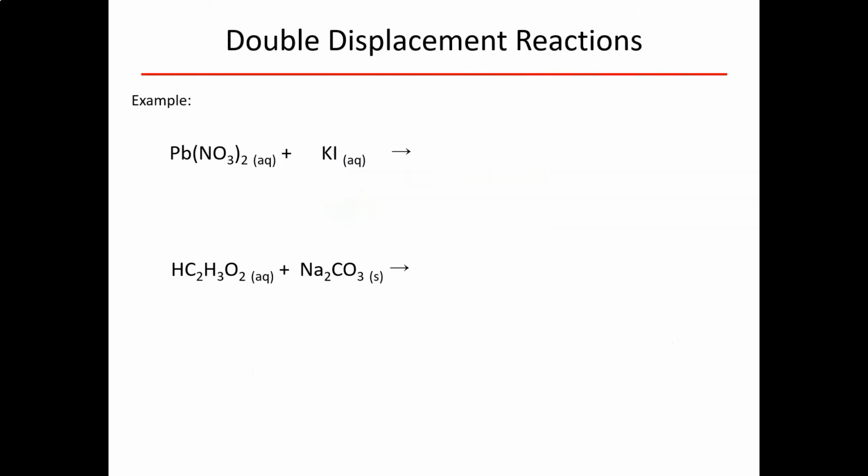Okay, so if we look at this first example, where I have lead nitrate plus potassium iodide, if I mix them together, I see that the solid lead iodide would form. And so this would be the factor that pulls my reaction forward. And then we have to remember to balance.